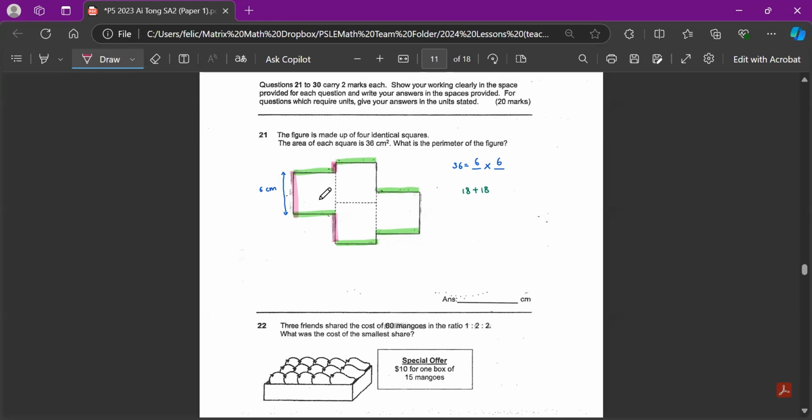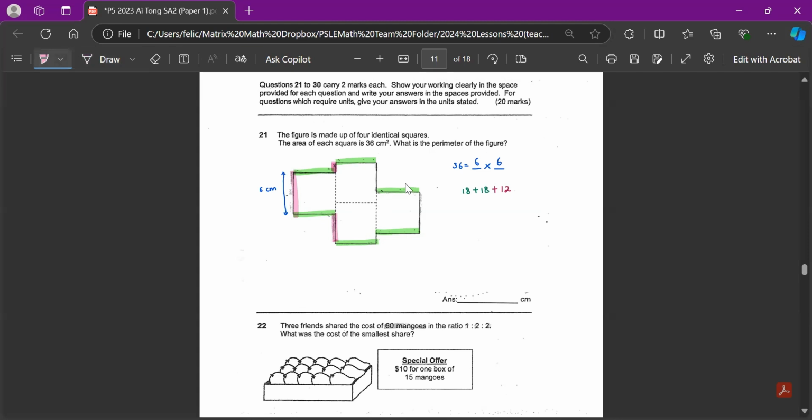So look at how the squares are arranged. You notice actually these 3 pink lines add up to be the same as 2 sets of 6 cm. Here 6 cm, here 6 cm. Notice that? So 3 pink lines together is the same as 2 sets of 6 here. So that means that will be 12 cm for the left hand side.